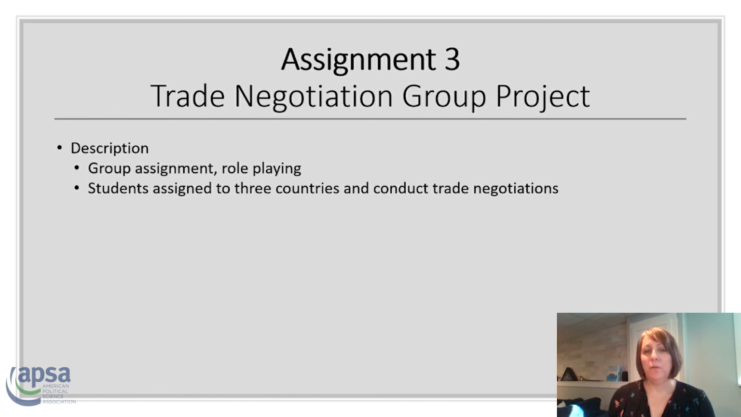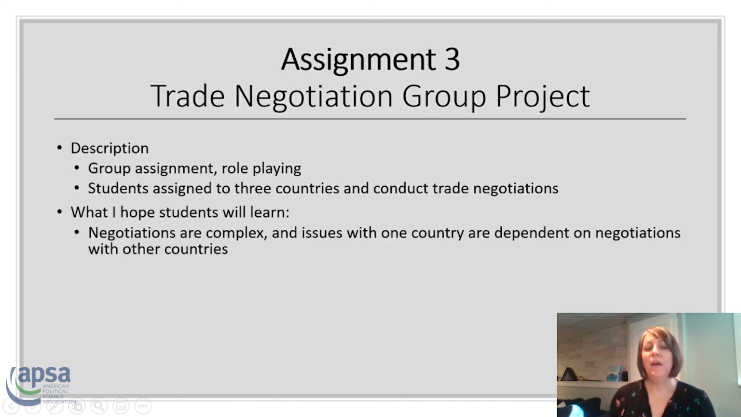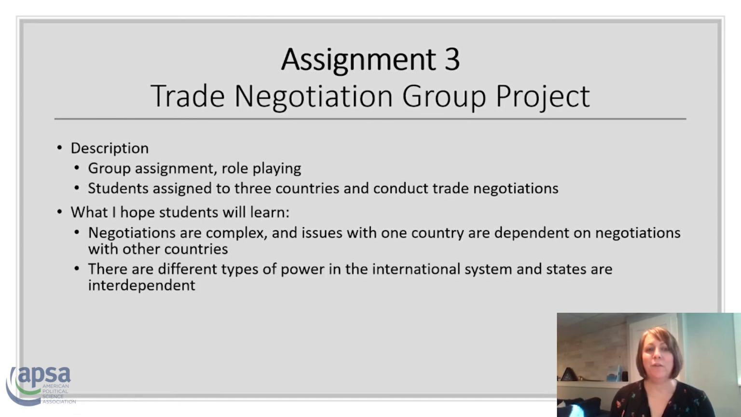And ask them to sort of play the role of the trade negotiators for each country. Here's what I hope students will get out of this assignment. I want them to come away with an understanding that negotiations are complex and that negotiating with one country may be impacted by your negotiations with a 3rd country or 4th country or 5th country.